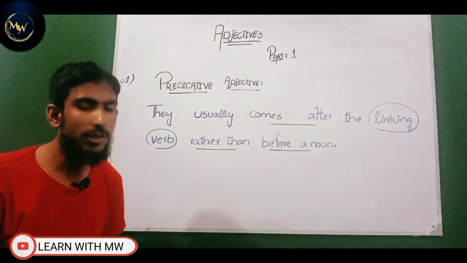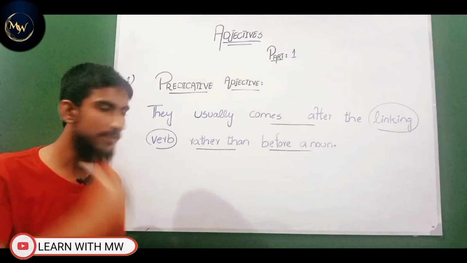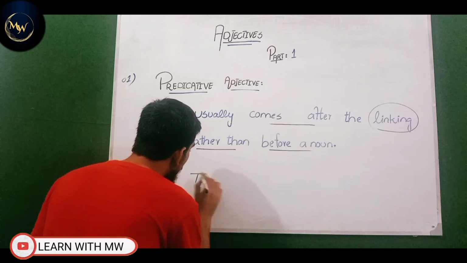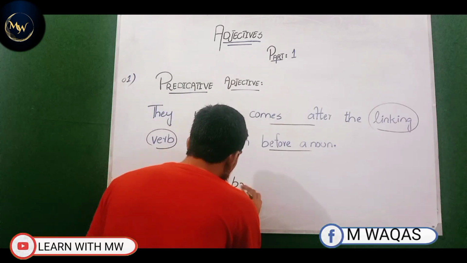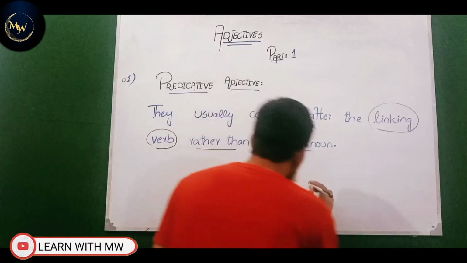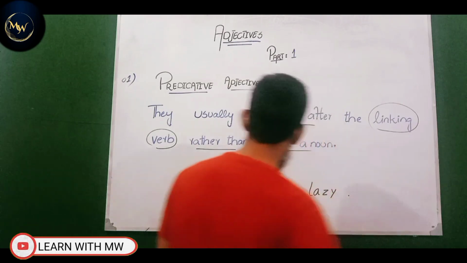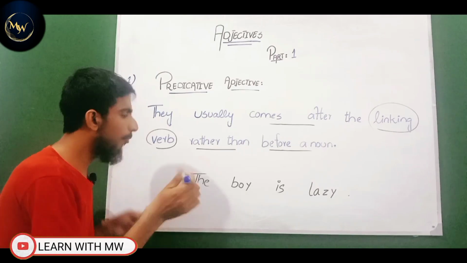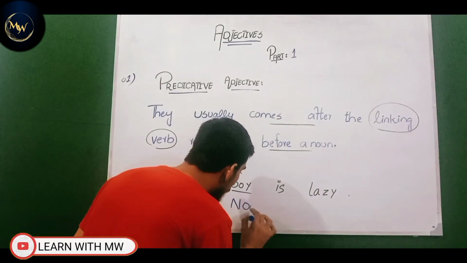Now I will write a short example. Through example you will learn easily what predicative adjectives are in English grammar. So look, I'm writing the example. The boy is lazy. A short sentence. The boy is lazy. So look at it. Boy is basically a name, and names are basically called noun.